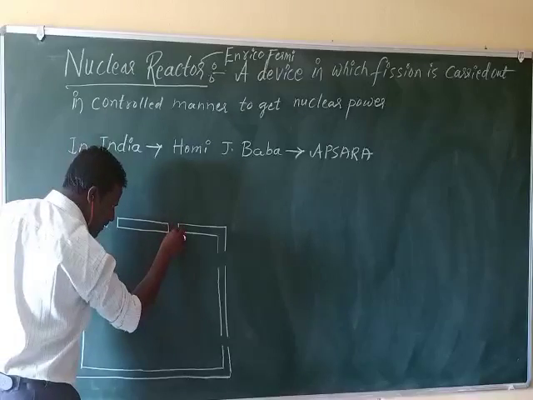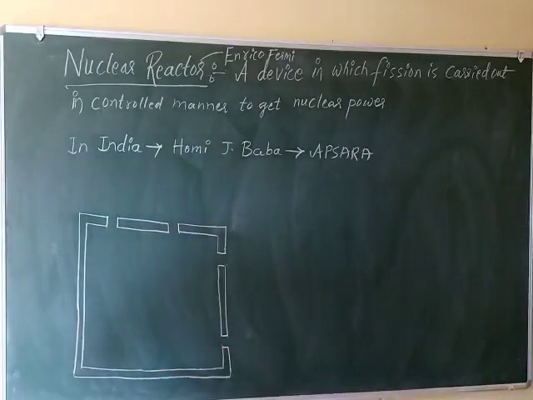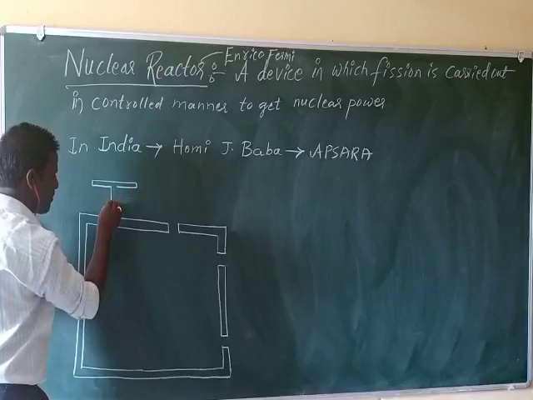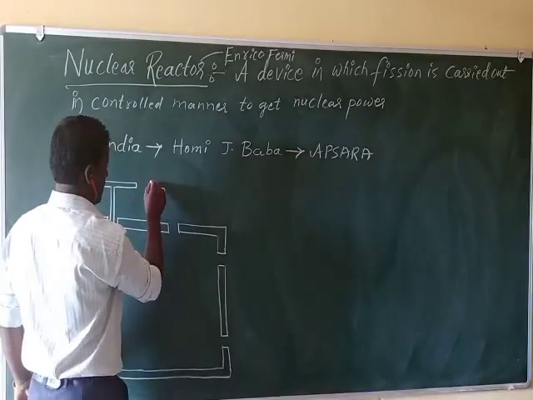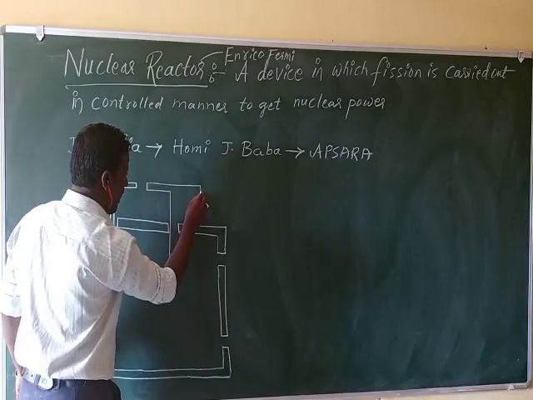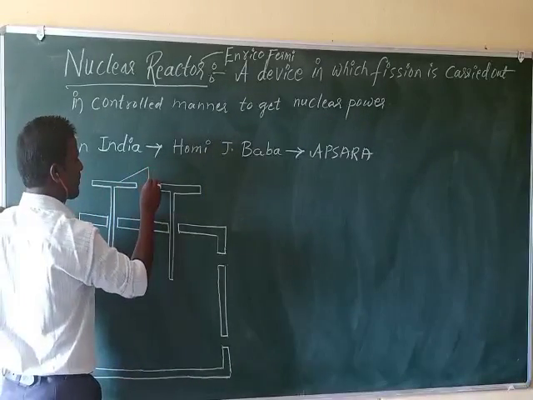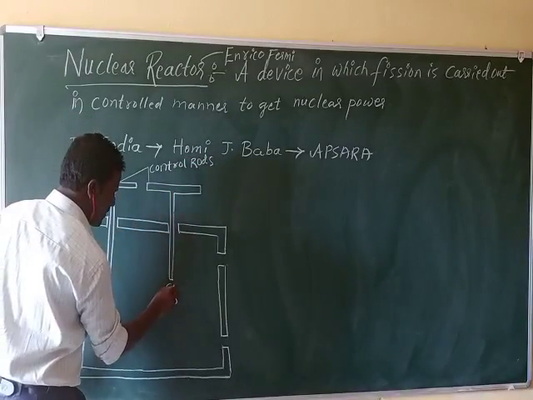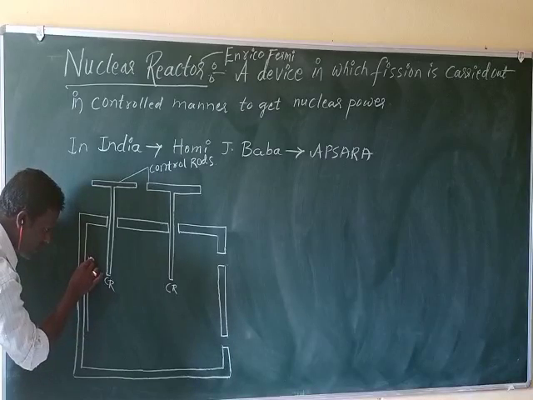See, here I am drawing the control rods. Control rods are one of the parts of the nuclear reactor. What are these called? These are called control rods. In short, CR. Right? And here the fuel is placed. Fuel and moderators are placed in this arrangement.